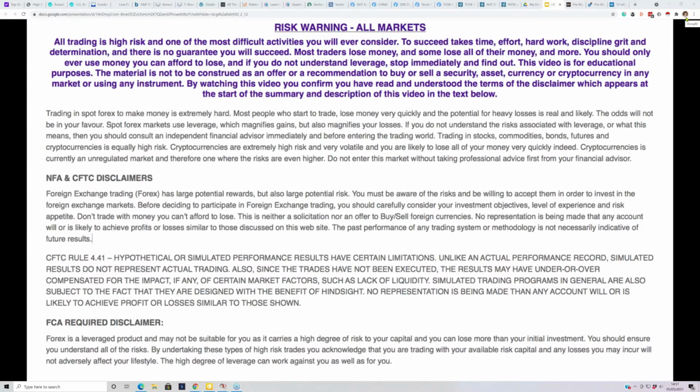This afternoon for us here in the UK, the session where we're going to be looking at day trading stocks and also the indices and probably some commodities as well. But we're going to start with stocks first.